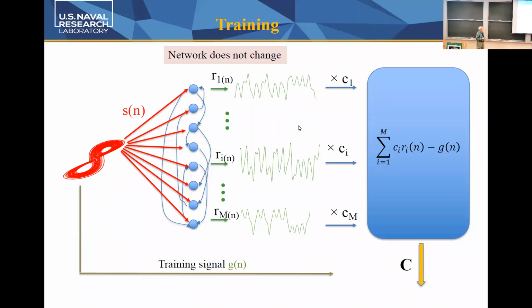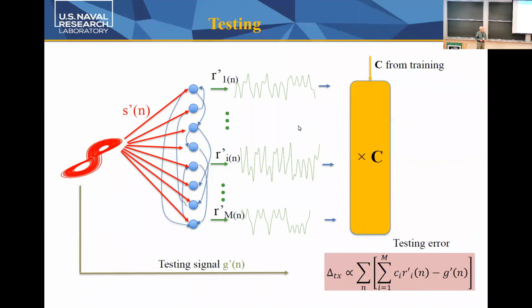This is an example of an analog continuous network. I could also do this with a spiking network, and the same ideas will apply. So we extract signals from these nodes, make a linear combination of these signals to fit this training signal. And the output of the training is this set of coefficients.